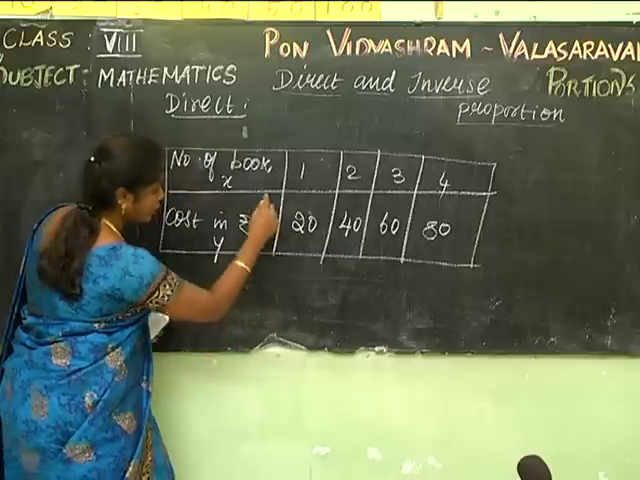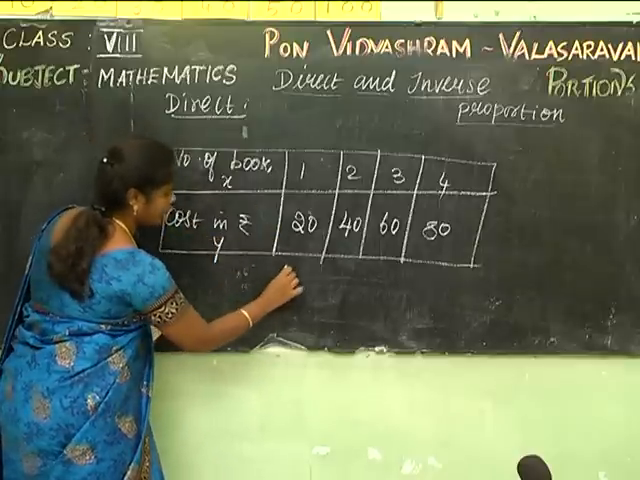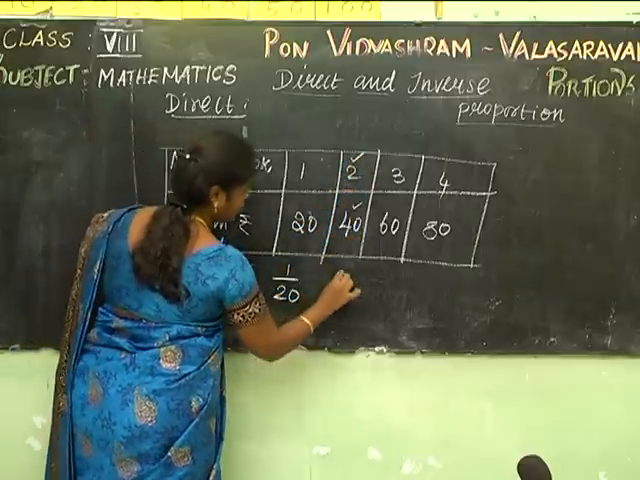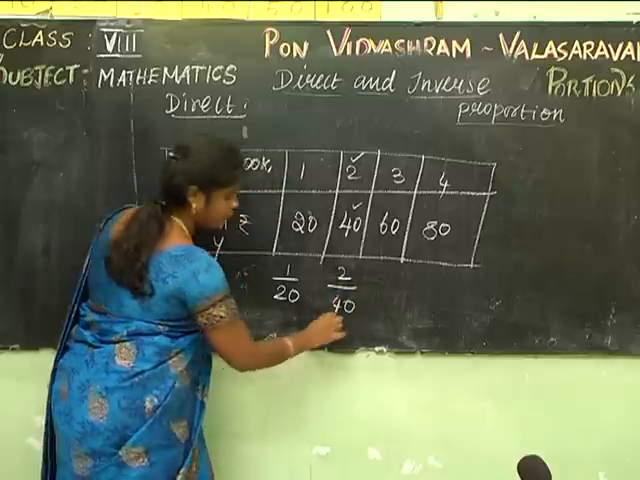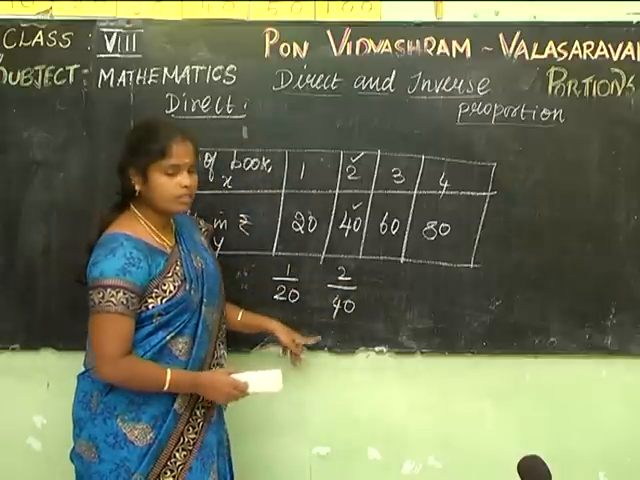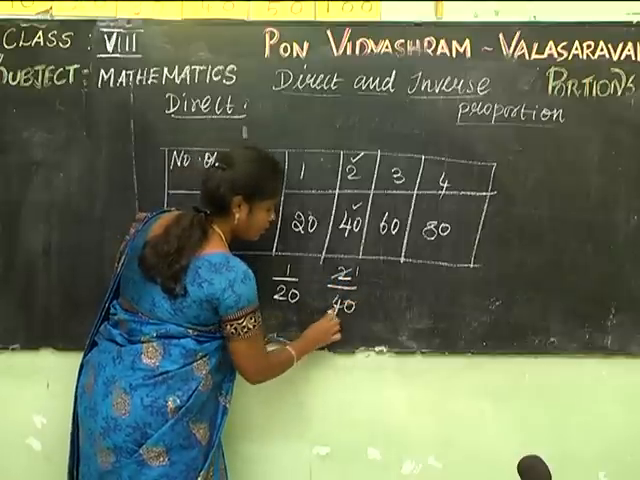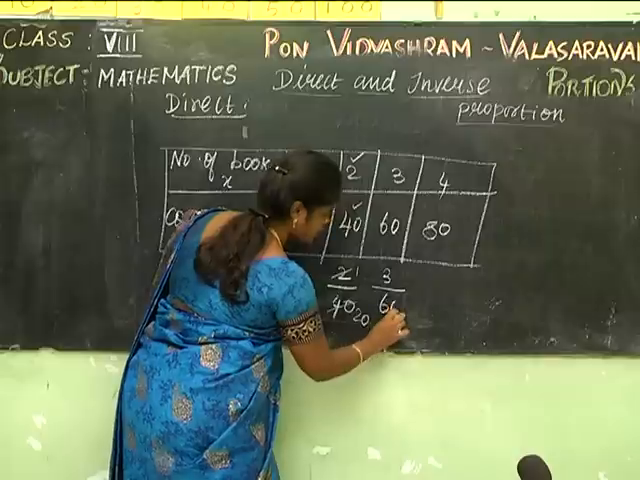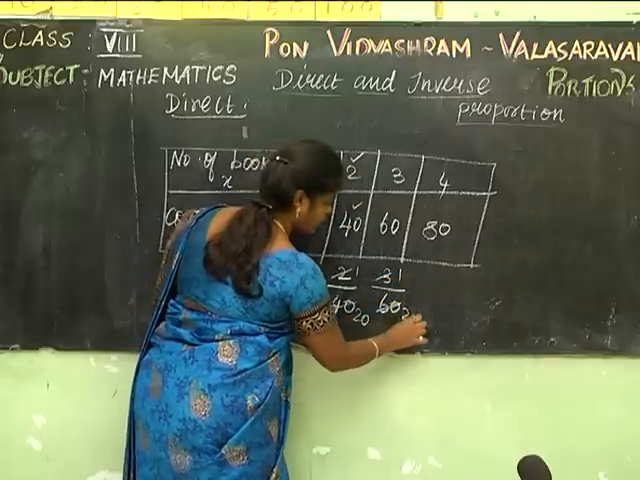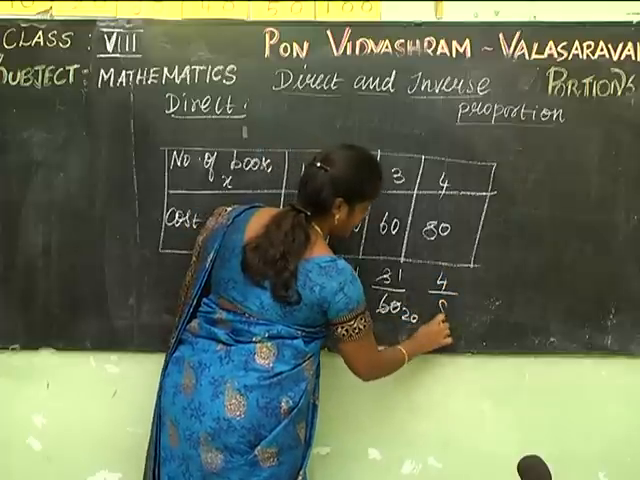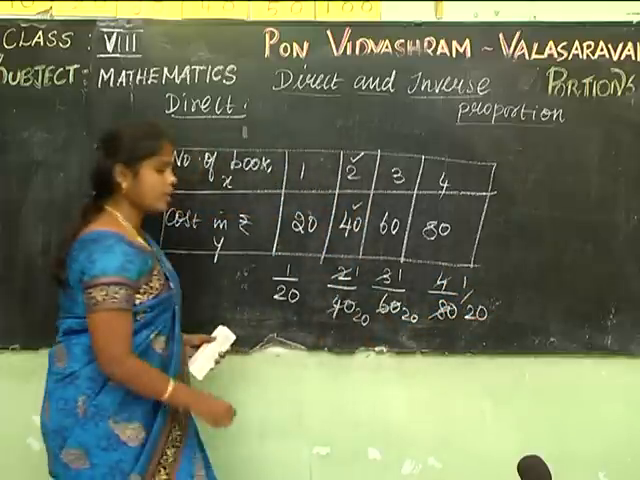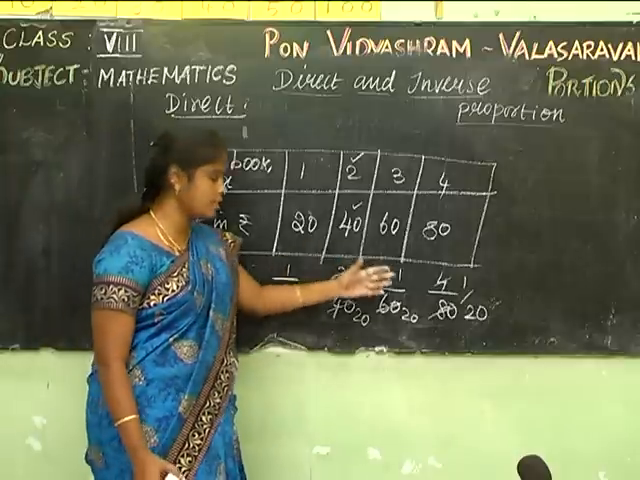So we'll find the ratio of corresponding x and y. 1 by 20, then x by y, 2 by 40. If you simplify this, you will get 1 by 20. Then the next one, 3 by 60, 1 by 20. Then 4 by 80, so 1 by 20. So we can observe that all the ratios are the same.